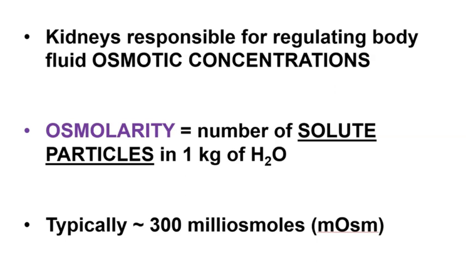Typically, if we have a higher osmolarity, that means we have a higher solute concentration or a higher number of solute particles. The lower the osmolarity, the lower the number of solute particles or concentrations. And typically the kidney is going to maintain our fluids, both extracellular and our blood fluids, at about 300 milliosmoles, which is our unit of osmolarity that we'll be referring back to.